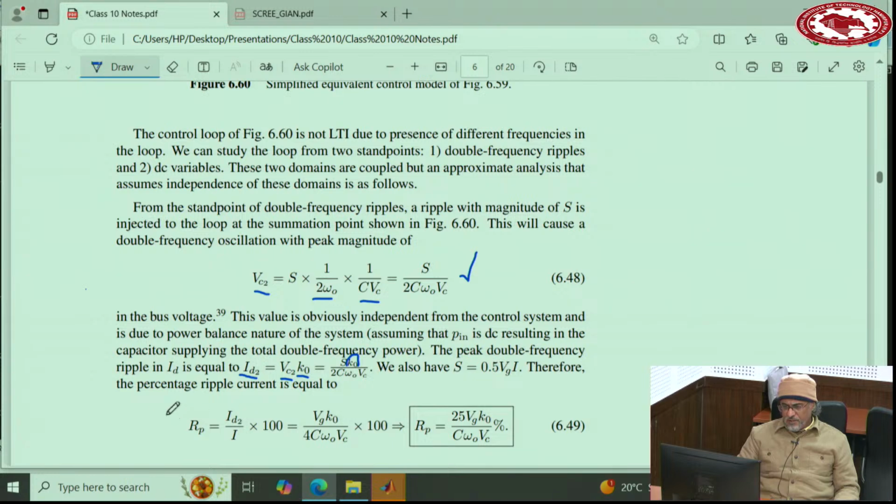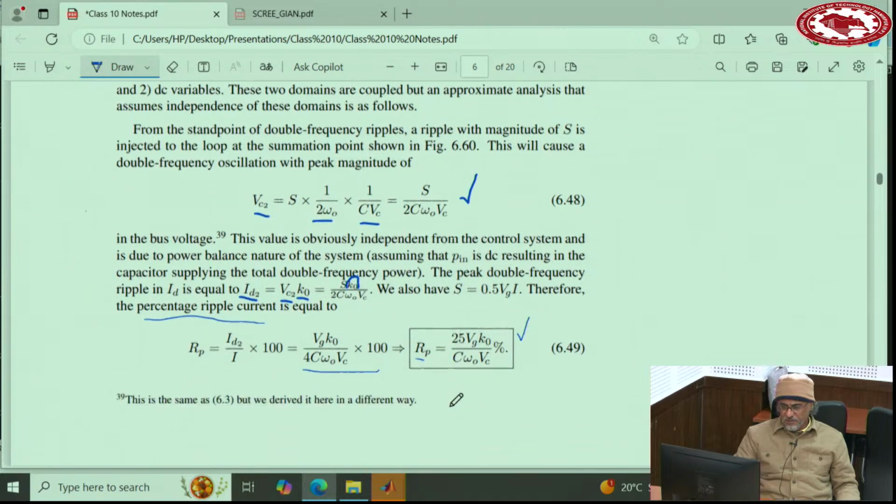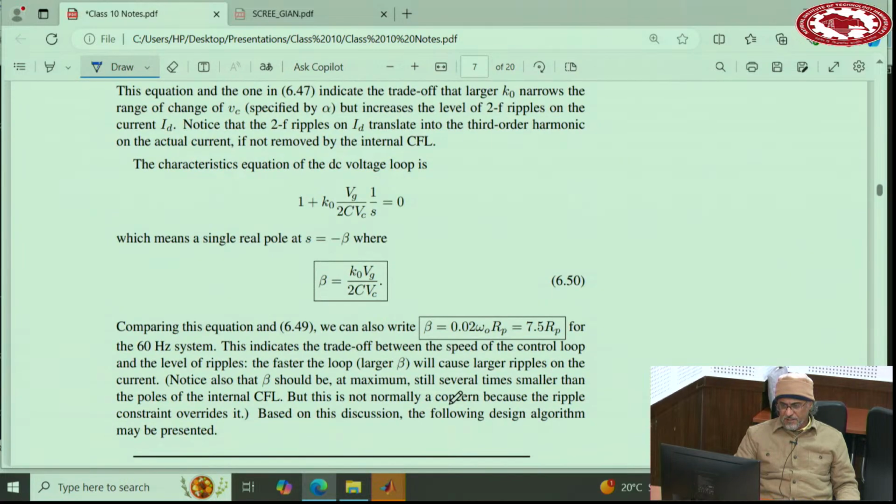So I'm going to define percentage ripple current as ID2 divided by I multiplied by 100. And I would like to keep that small. So for this RP, I derived an equation here. This K0 that we started with, by designing it, or determining how much voltage change we would like to have, we also should watch it. If it's too much, then it will cause too much harmonics on the current. You have to make a trade-off. So let me summarize everything in one algorithm.